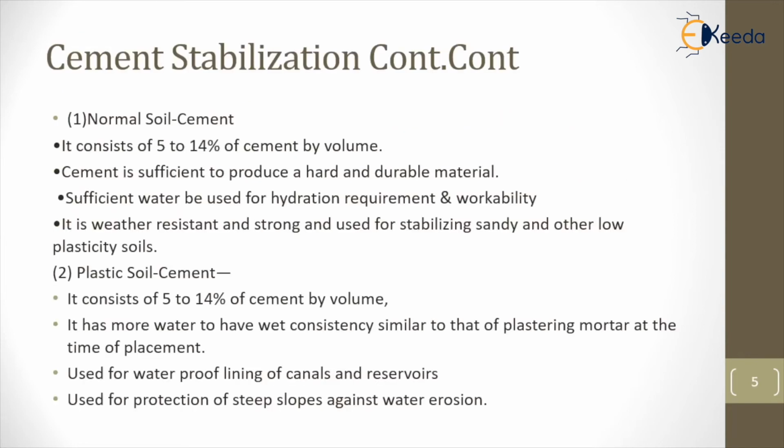So let's see what percentage of cement is to be added for different types of soil. First is normal soil mixed with cement. It consists of 5 to 14 percent of cement by volume, an amount sufficient to produce a hard surface, and water can be added sufficiently for the required hydration and workability. It is weather resistant, strong, and used for stabilizing sandy and other low plasticity soil.